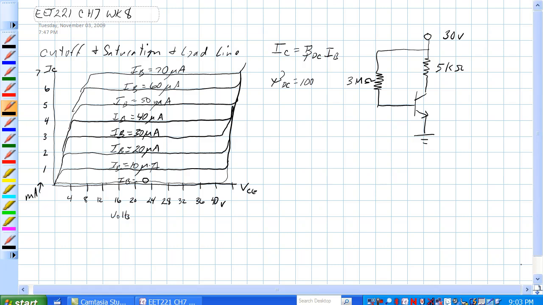We have a circuit here that is a common emitter circuit. That's common emitter because the emitter is stuck on the common. We need to plot the curve of this circuit, the load line, on this characteristic curve for this transistor. We're assuming this has a gain, a beta DC of 100.